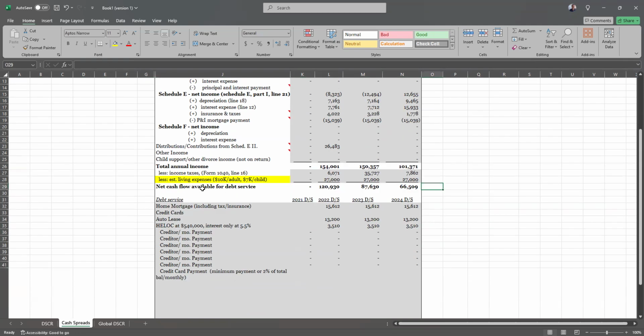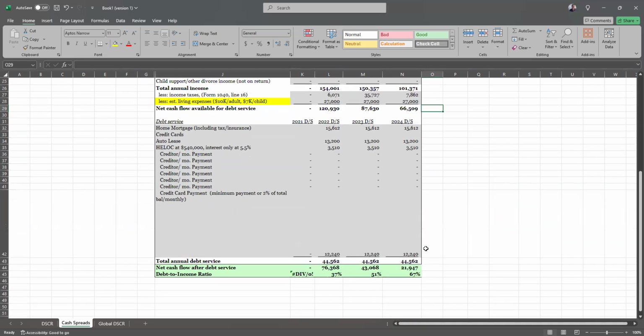So we got our income here that's available for debt service. Now we're going to factor in our debt payments. They're going to include your home mortgage, credit cards, auto leases, HELOC, whatever it is. All your creditors add up, and it's going to be annualized. In this case, we got 44,562 across the board, and they're going to say net cash flow after debt service is this. So after they pay all their debts, these people have roughly $22,000 a year of free cash flow. And that is roughly a debt to income ratio of 67%, which is very, very high. So that's a red flag right there in this case.